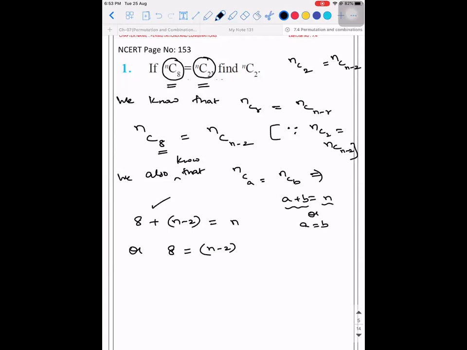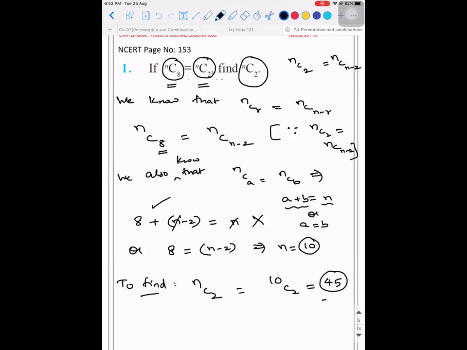If I take a plus b is equal to n, then what is the disadvantage? n and n will get cancelled. I'll get 6 is equal to 1, which is mathematically absurd. I cannot take this. Now what can I do? I can take 8 is equal to n minus 2, then what will be the value of n? 10. So what are they asking to find? nC2, which is nothing but 10C2. What is 10C2? 10 factorial by 8 factorial into 2 factorial. Okay, it is 45.